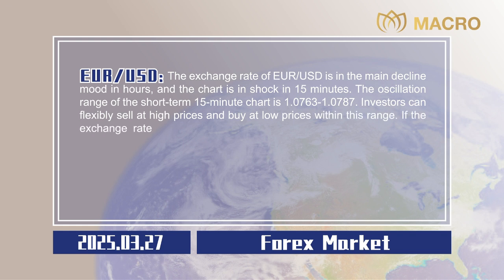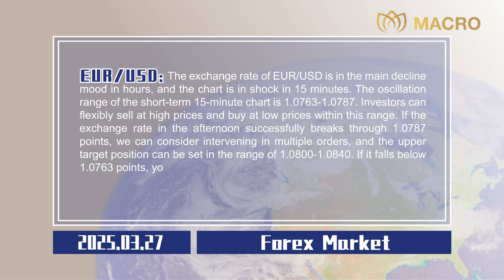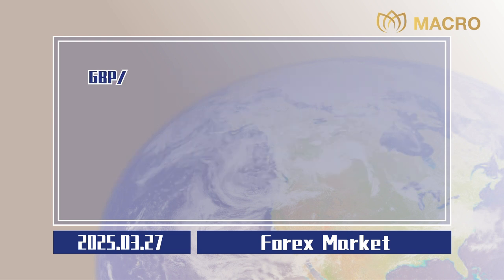If the exchange rate in the afternoon successfully breaks through 1.0787 points, we can consider intervening in multiple orders, and the upper target position can be set in the range of 1.0800 to 1.0840. If it falls below 1.0763 points, you can consider intervening in empty orders. The target position below can be seen in the range of 1.0730 to 1.0700. Stop losses are all 20 points, 0.0020.